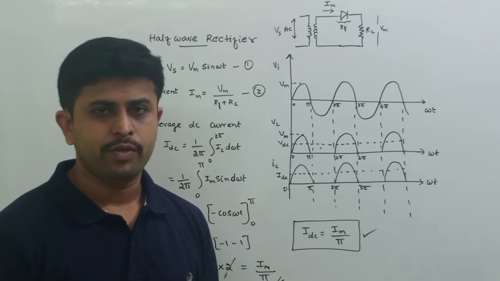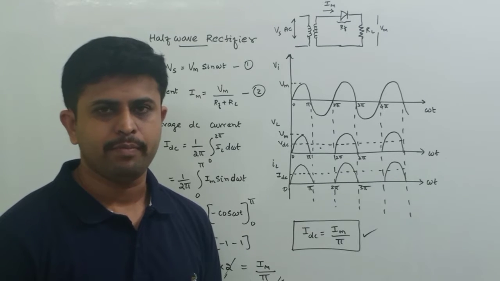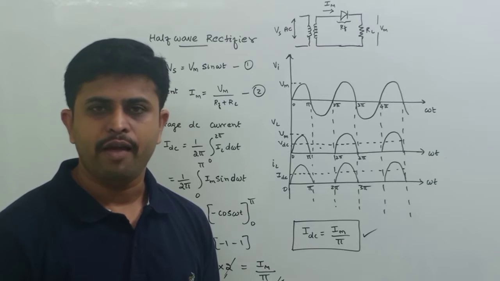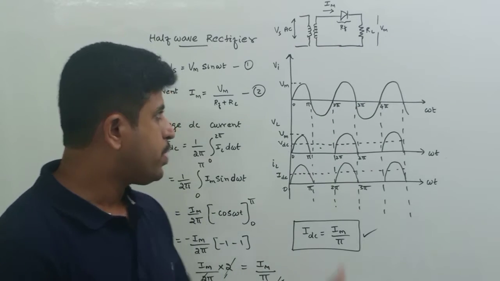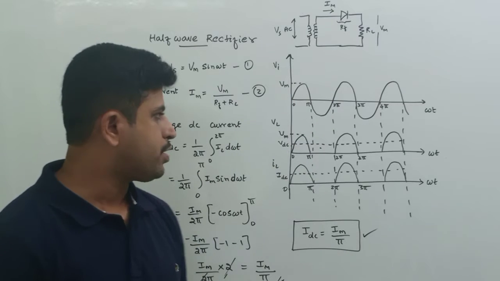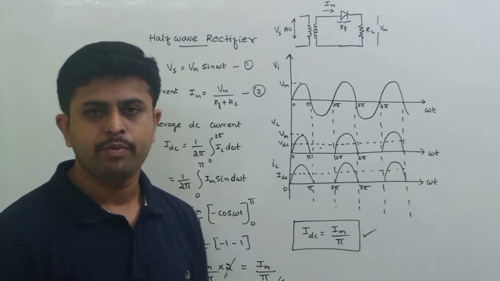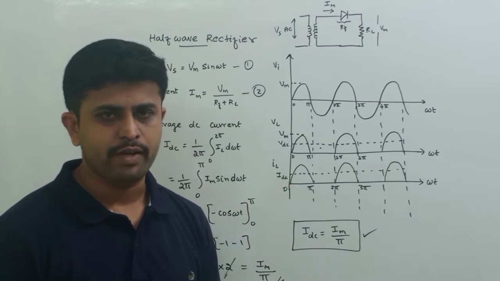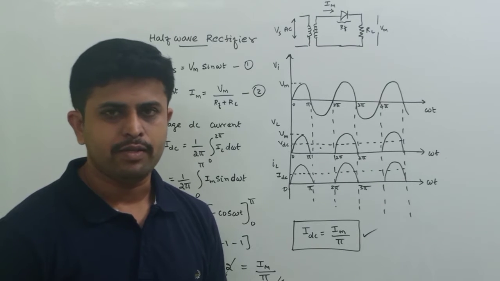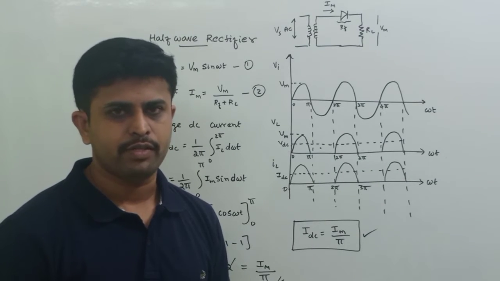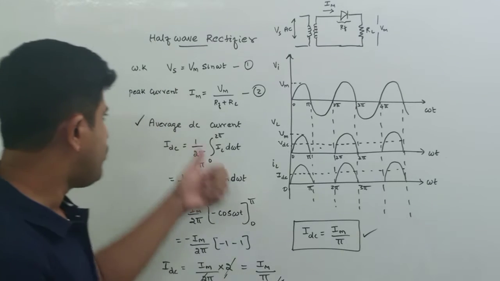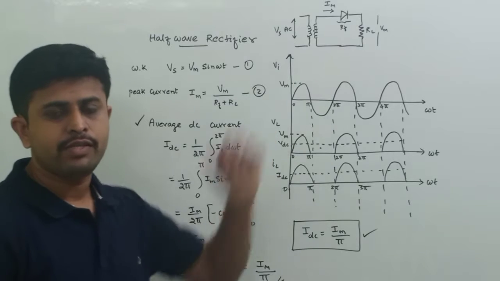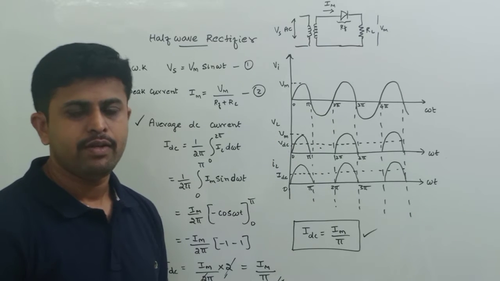So first we are going to discuss how we obtain the mathematical equation for average DC current of this half-wave rectifier circuit. You can see this is our half-wave rectifier circuit and these are the input and output waveforms for half-wave rectifier. We have already learned the working of this half-wave rectifier circuit. Now we are going to obtain the mathematical expression that is for average DC current for this half-wave rectifier circuit.